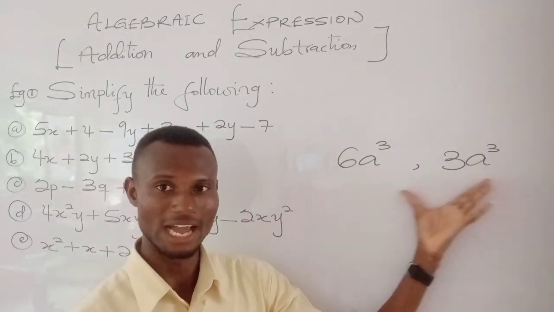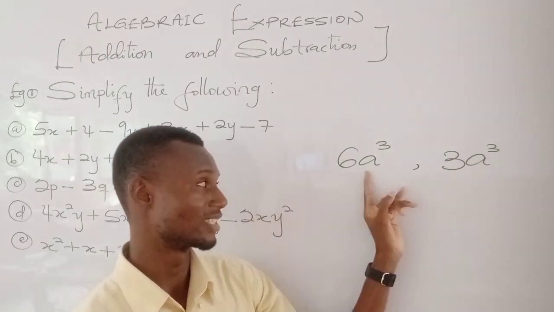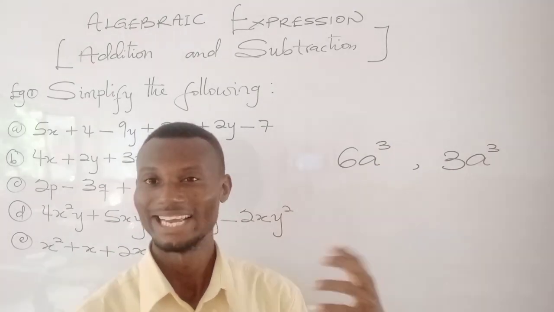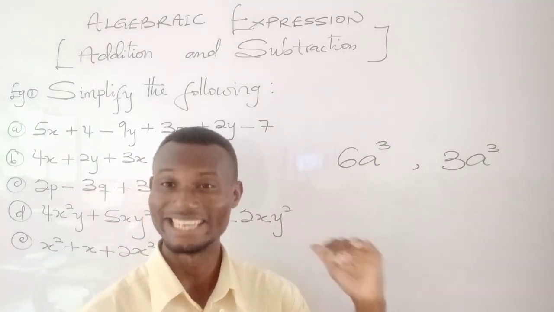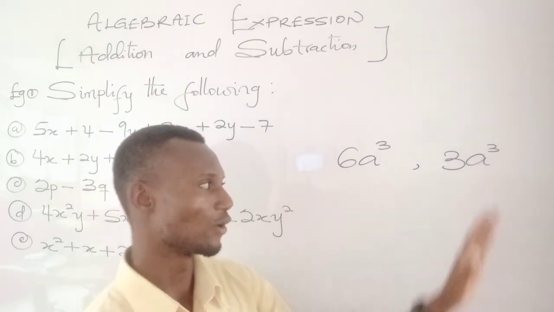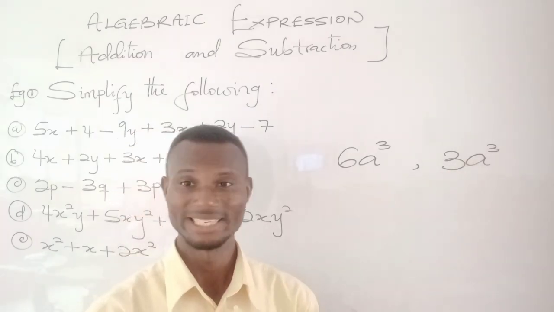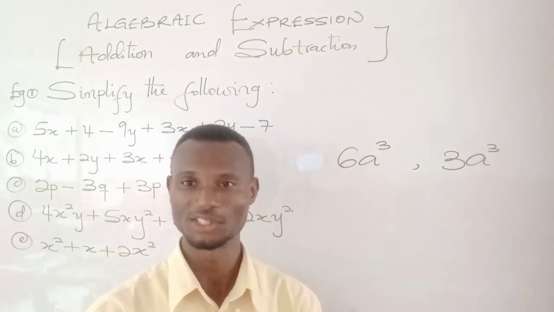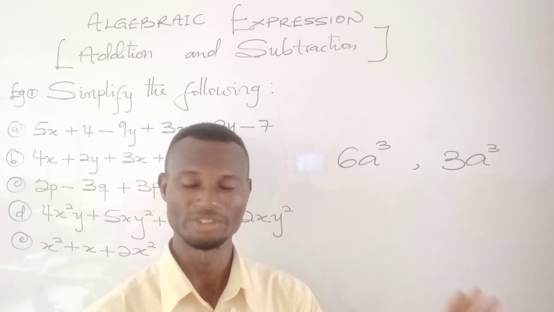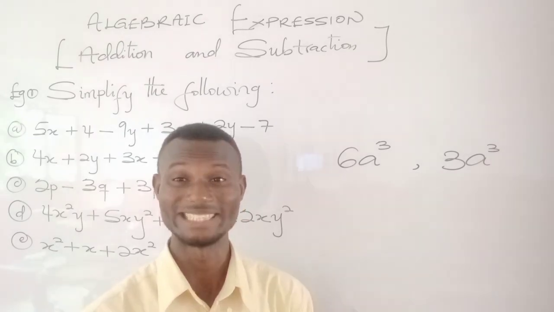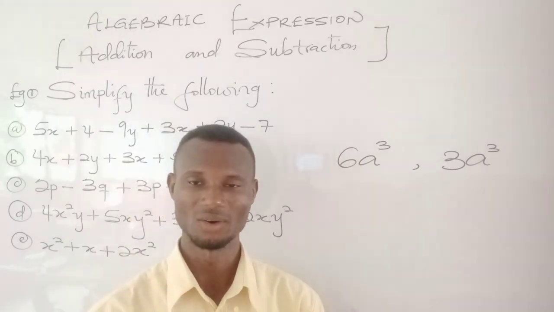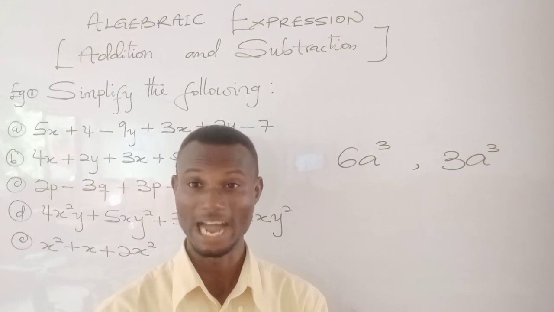So for this now, we can say that they are like terms because this a has power 3, this a has power 3 also. They are like terms, the same variables, the same power. Okay, so then it makes them like terms. For the coefficients, we don't deal with the coefficients whilst we are considering whether it's like terms or not. We only consider the variables and the power it has to determine whether they are like terms or not. So don't let the coefficients confuse you. I hope you understand up to this point.